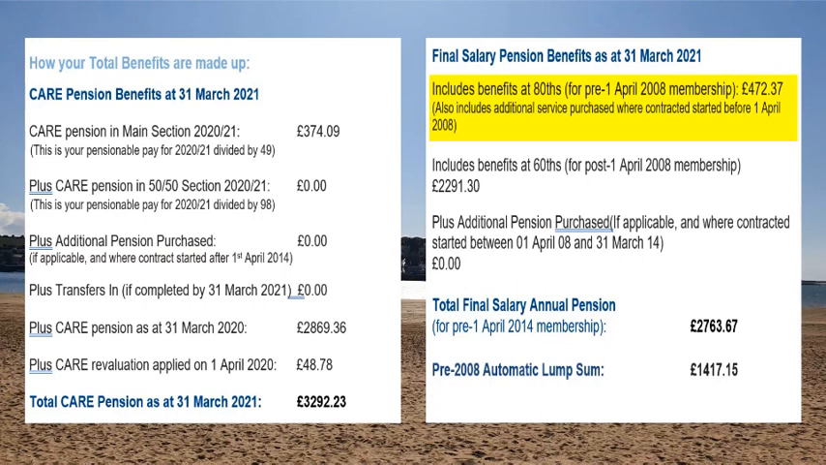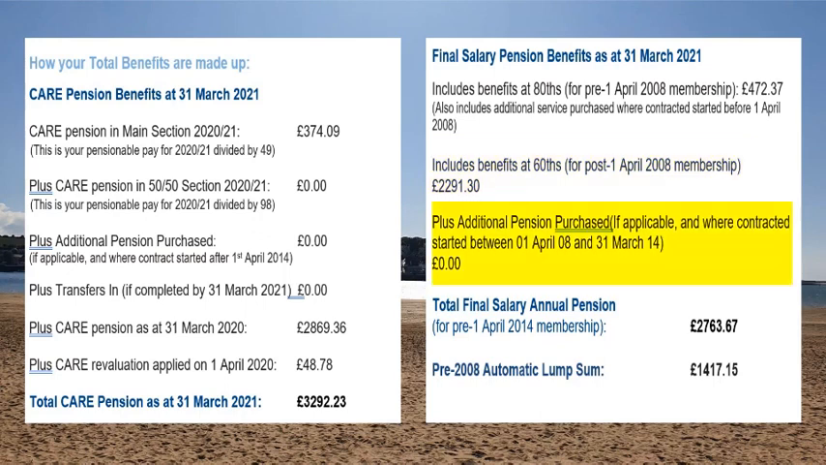The pension is calculated on your service in years and days, up to the 31st of March 2008, multiplied by your full-time equivalent pensionable pay, multiplied by 1/80th. If you have membership from the 1st of April 2008 to the 31st of March 2014, you will have a pension figure in this section. The pension is calculated on your service in years and days, from the 1st of April 2008 to the 31st of March 2014, multiplied by your full-time equivalent pensionable pay, multiplied by 1/60th.